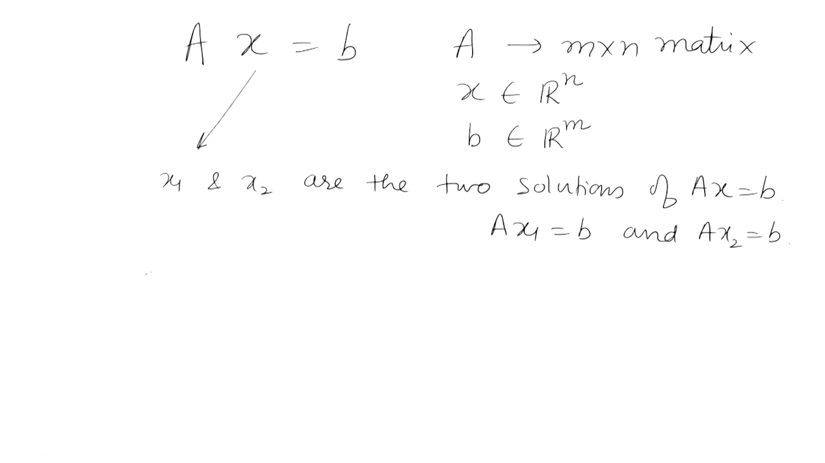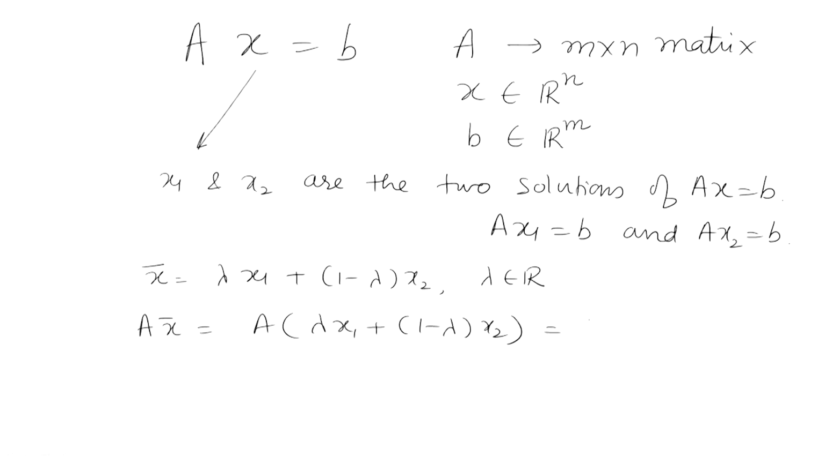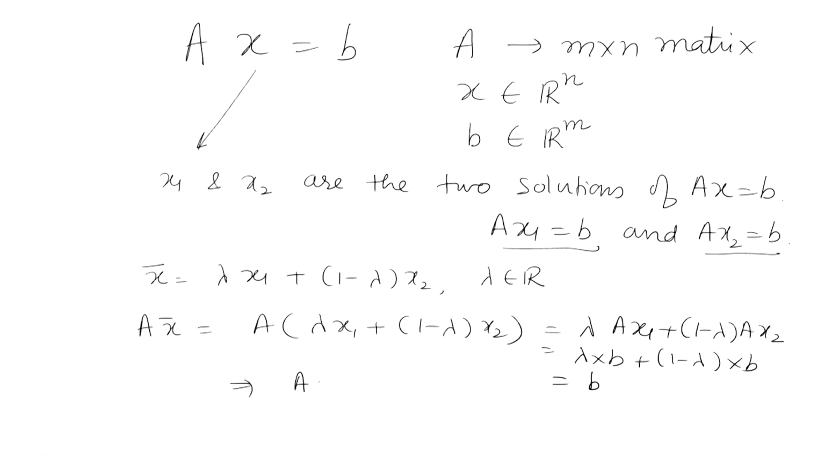Now if you take any x bar which is lambda x1 plus 1 minus lambda x2, where lambda is any real number, and you take Ax bar, then Ax bar will be A of lambda x1 plus 1 minus lambda x2, which is equal to lambda Ax1 plus 1 minus lambda Ax2. Ax1 is b and Ax2 is also b from here. So, it is lambda into b plus 1 minus lambda into b. So, it is equal to b. So, this implies Ax bar is equal to b.